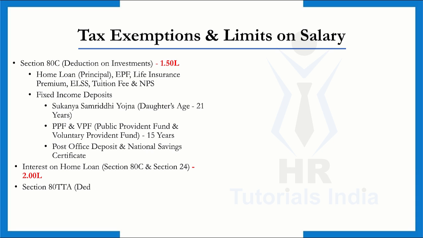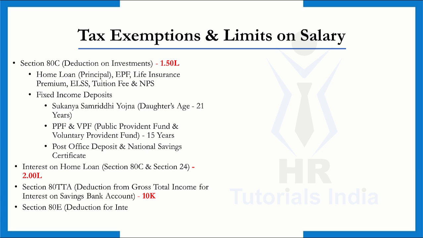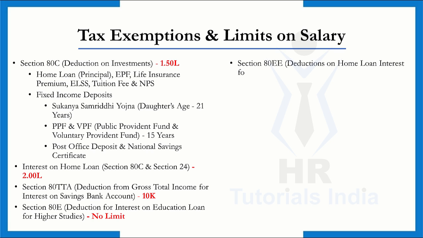Section 80TTA, deduction from gross total income for interest on savings bank account, and the limitation is 10,000. Section 80E, deduction for interest on education loan for higher studies, and has no limit. Section 80EE, deductions on home loan interest for first time home owners, and the limitation is 50,000. Section 80G, deduction for donations towards social causes, and the limitation is 50%.